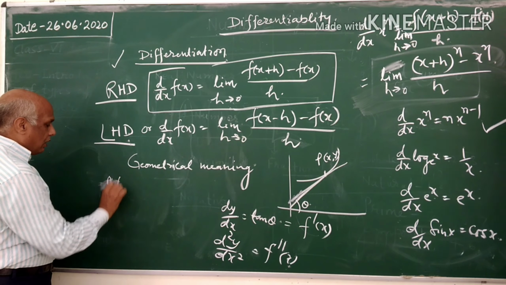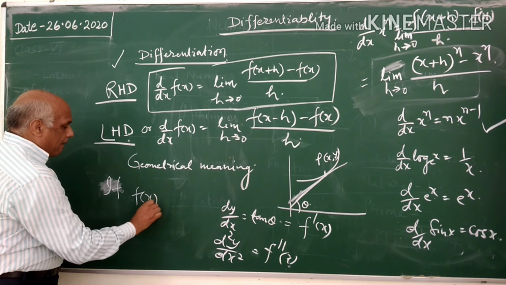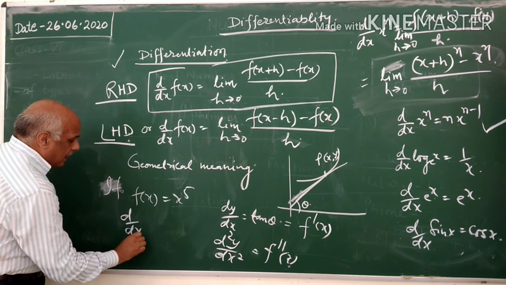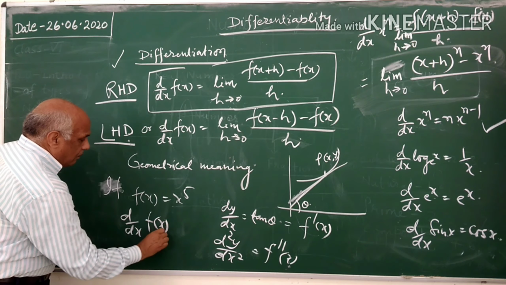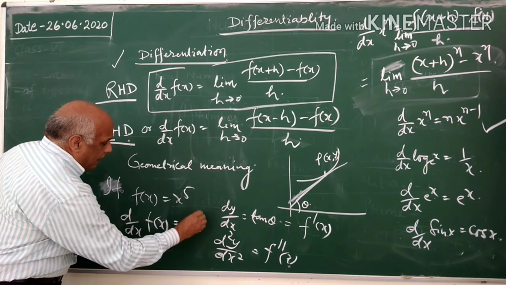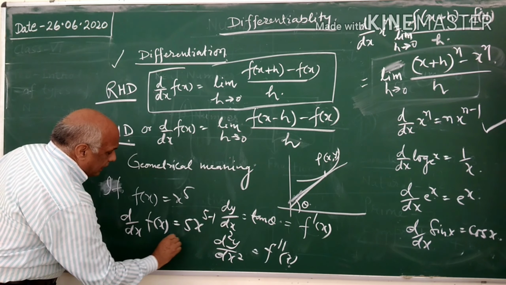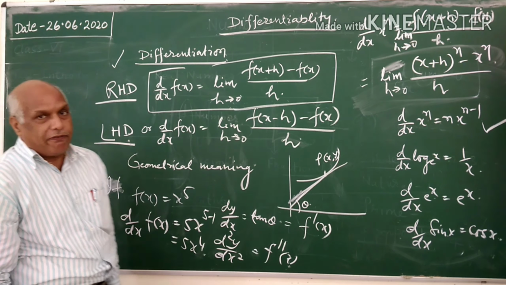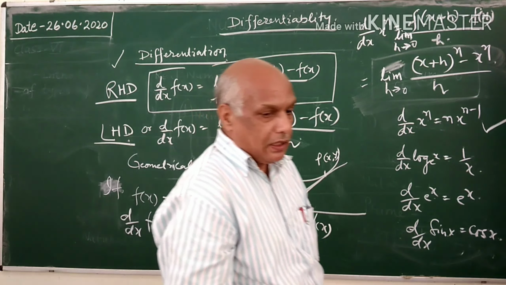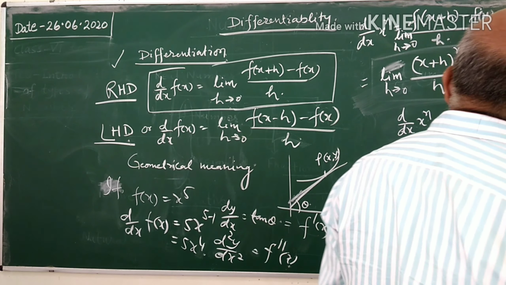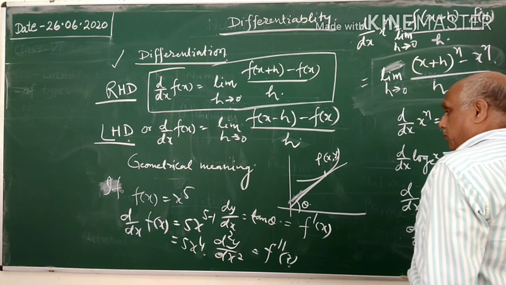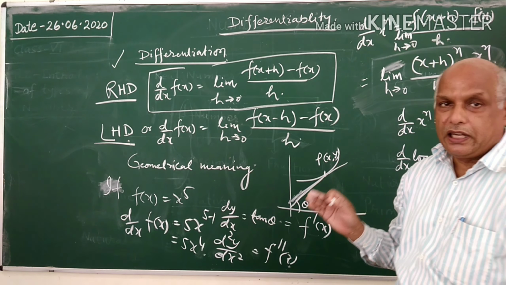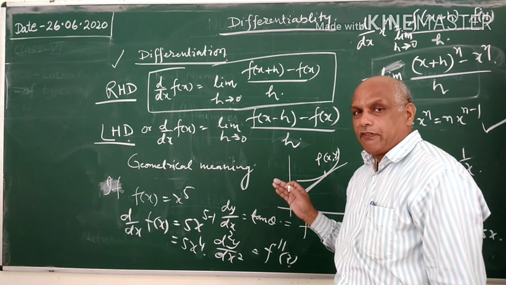Say if f of x is equal to x to the power 5, we can find dy by dx of f of x is equal to 5x to the power 5 minus 1, that is 5x to the power 4. In a similar way, we can find out the differentiation of many different functions using the formula. So there are many important formulas that can be used to find out the differentiation.